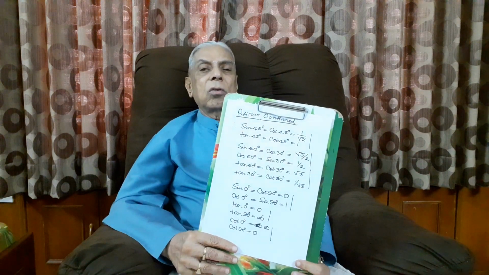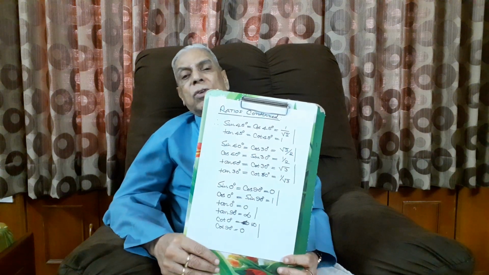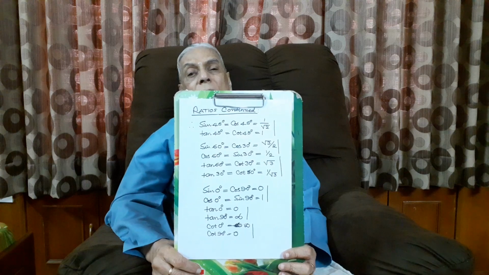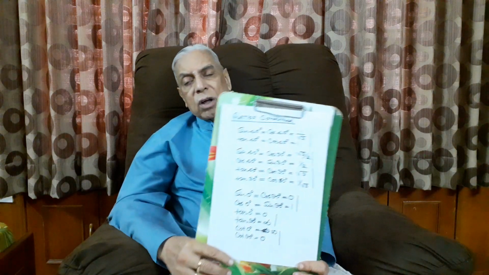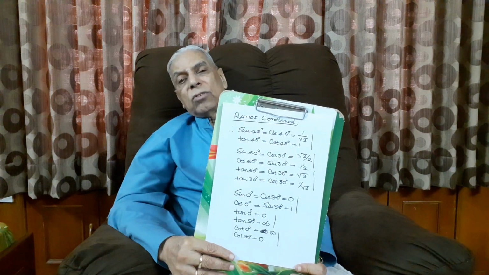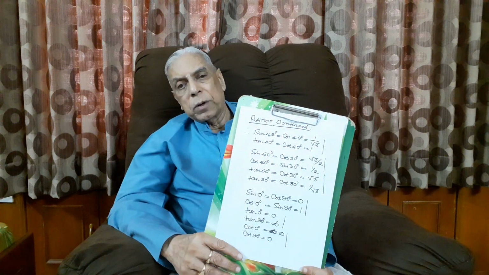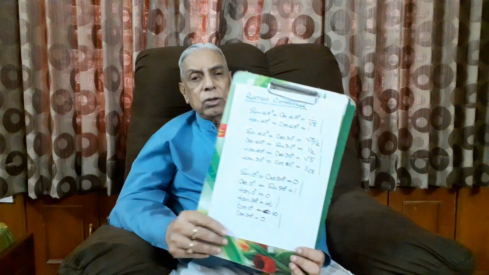And then what is sin 0? That is 0. What is cos 90? That is 0. Therefore sin 0 is equal to cos 90, that is equal to 0. And then what is cos 0? That is 1. What is sin 90? 1. Here I have equated: cos 0 is equal to sin 90, that is equal to 1.